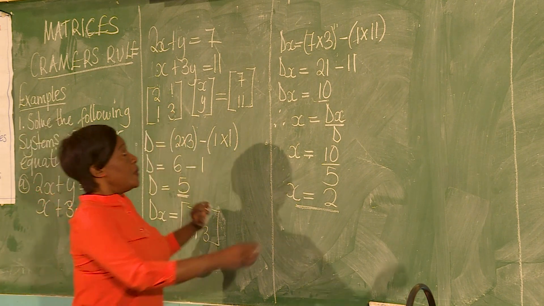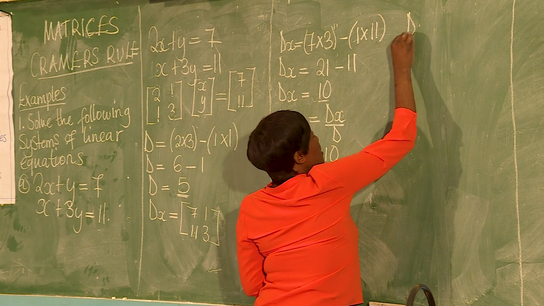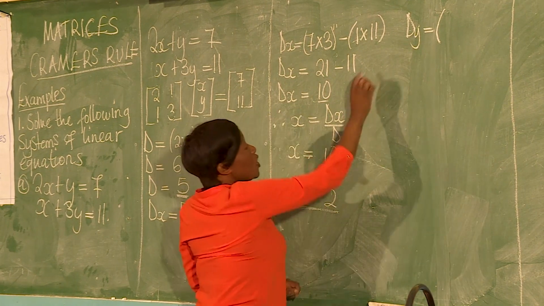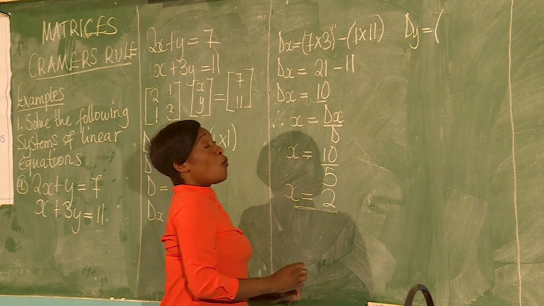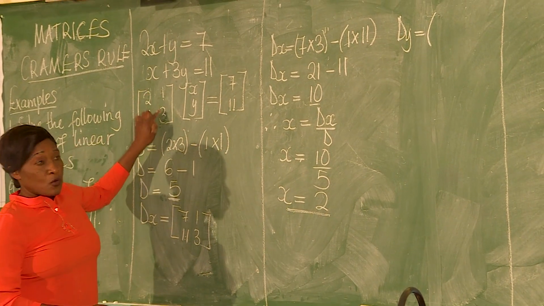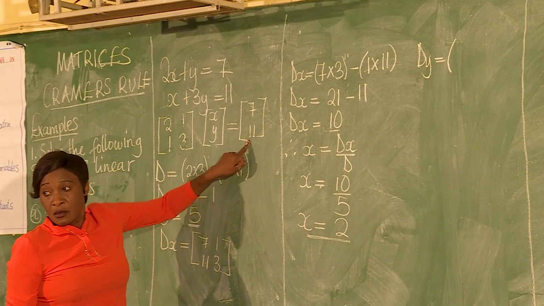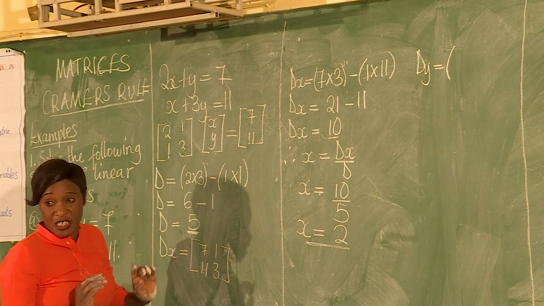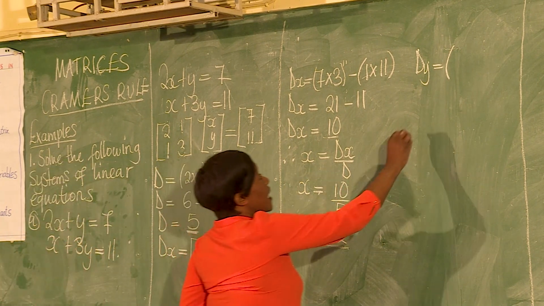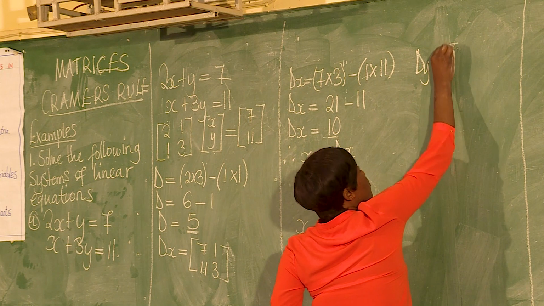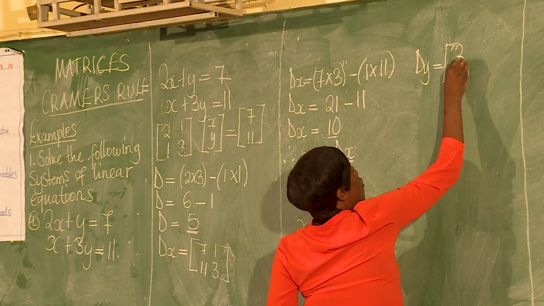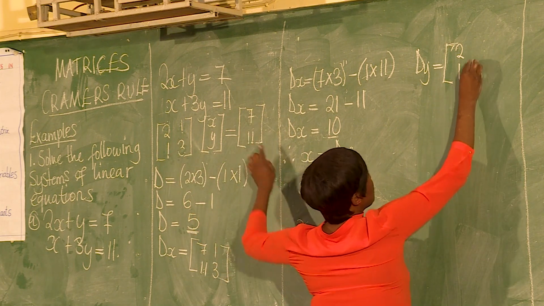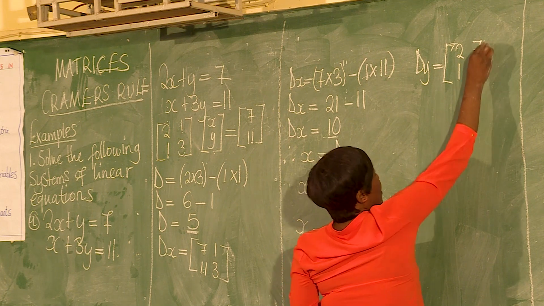Right? Yes. Okay. So it will be dy is equal to, open brackets. Now because we are finding the y, where we have the y column, we substitute the what? The constants. The constants. Do we understand? But we maintain the values for x. We don't change. Right? Yes. So the matrix that we are going to have here will be 2, 1. Then we change for y by substituting with 7 and 11, like that.